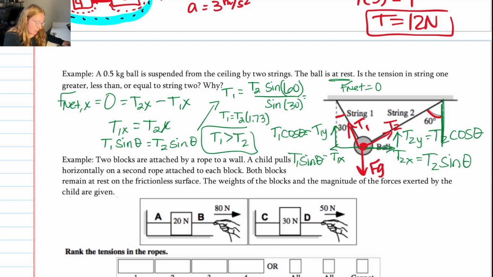Okay, so it looks like the smaller angle is going to need a larger tension to compensate, which does make sense. You could have thought about it logically. We proved it with math. But having a smaller angle means tension is going to be bigger to compensate for that smaller angle.